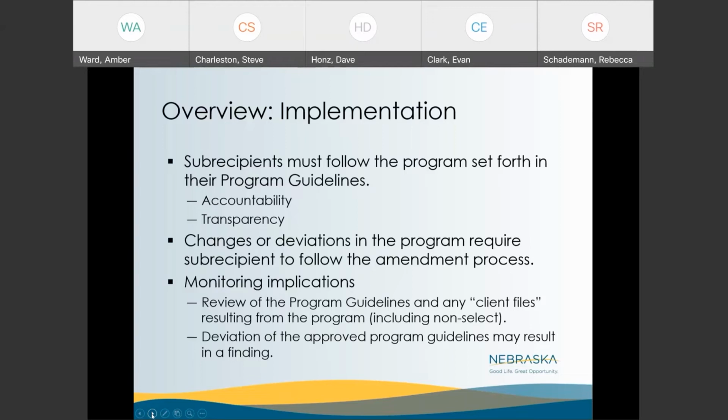DED will be doing a monitoring process through the life of a project, and we will be reviewing your program guidelines and any client files from the program, including any non-select applications that have been received by the community. And any deviation from your program guidelines may result in a finding. So when you have program guidelines, it's important that you do follow them. And if you want to change them, you're certainly able to do so, but you have to go through an amendment process.